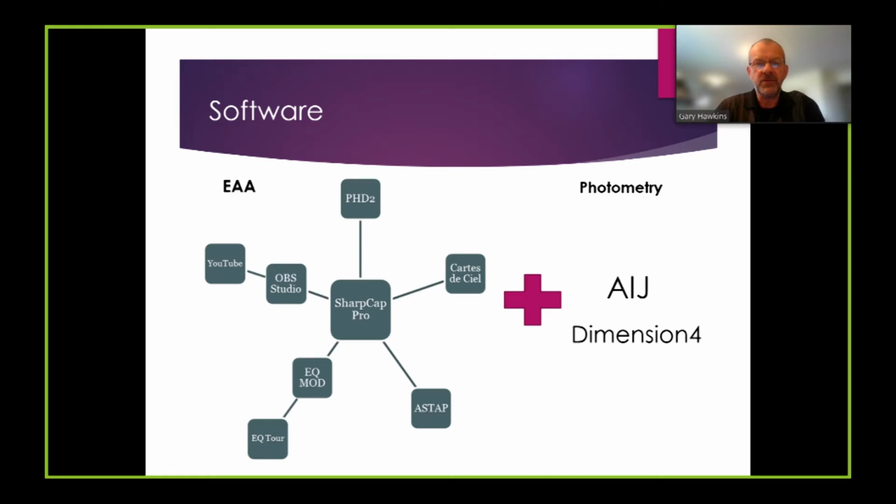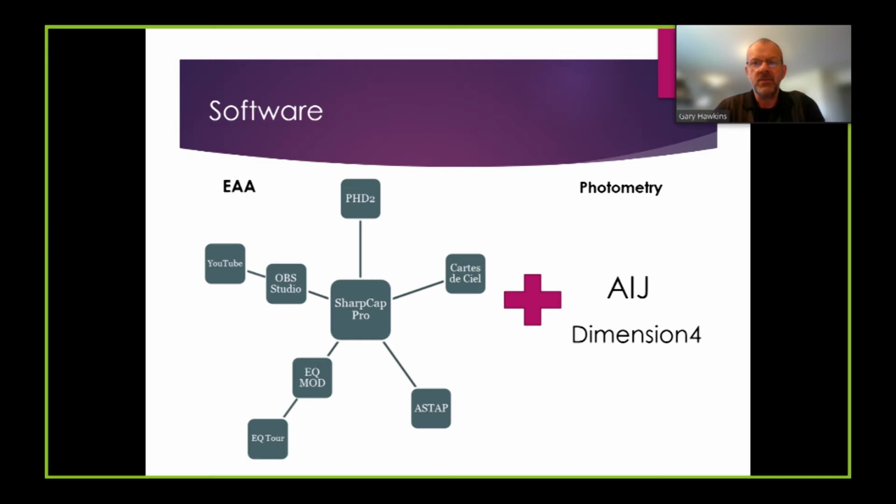For EAA live streaming, I use OBS Studio, which usually goes out to YouTube. In order to do photometry, I need to basically add just two pieces of software. The first of those is AIJ, which is the software tool that I use to do differential photometry.